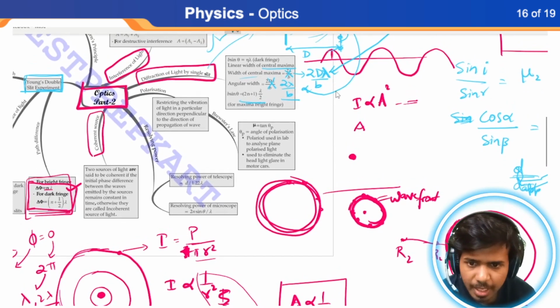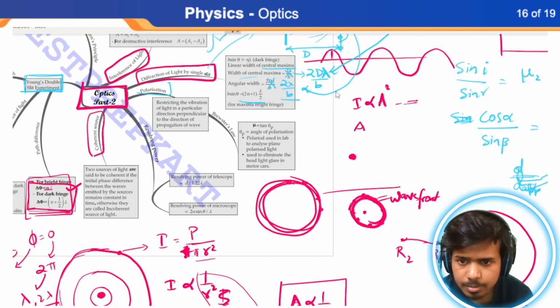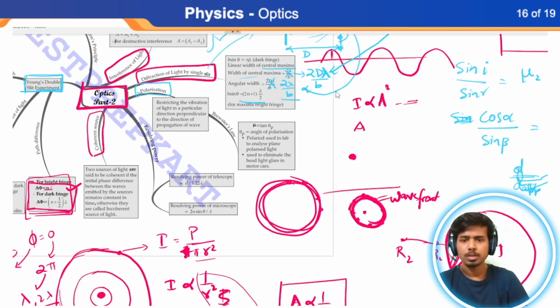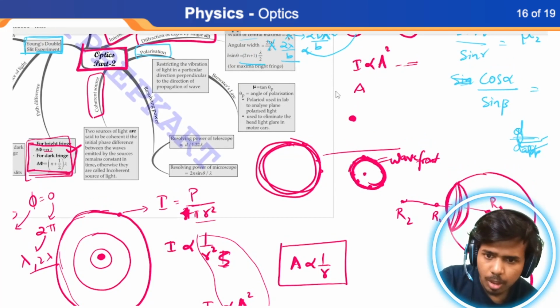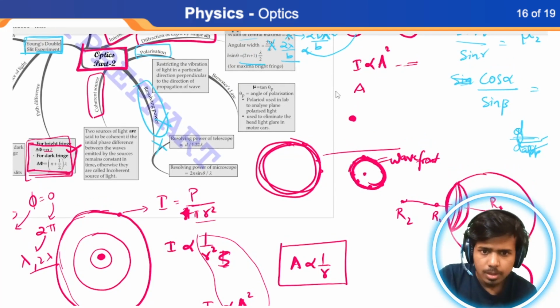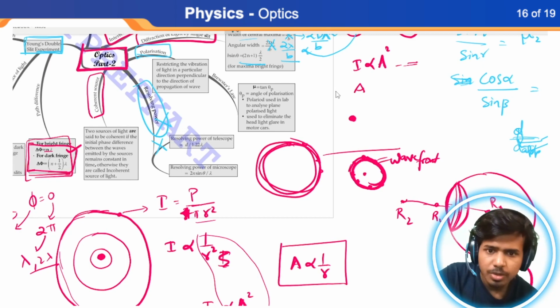Now you have something called polarization in this chapter. Optical instruments and resolving power, you do not need to remember, no need. It's just polarization that I will discuss over here.